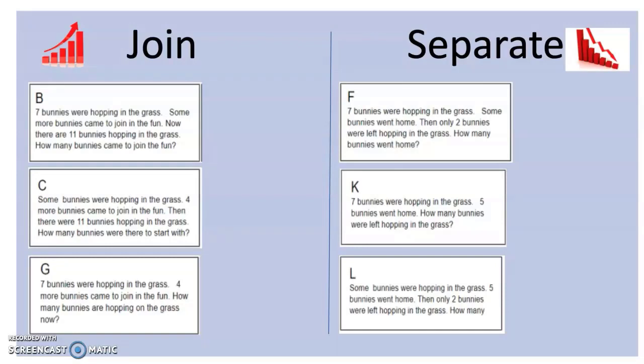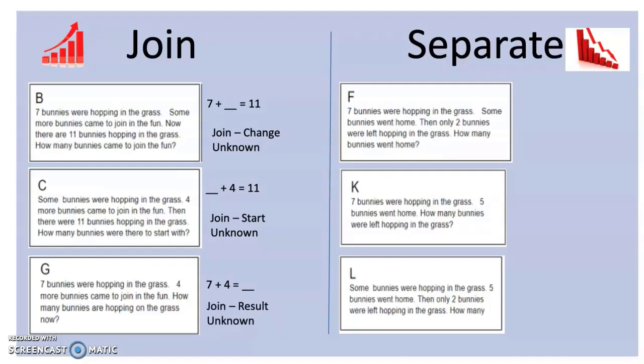Let's look at the join cards first. Card B starts with 7 bunnies, more join in, and the result is 11 bunnies. Since the unknown quantity is the changing quantity, this is a join, change unknown problem. With card C, the unknown quantity is the starting quantity, so this is a join, start unknown word problem. Card G has the resulting quantity unknown, so it is a join, result unknown word problem.